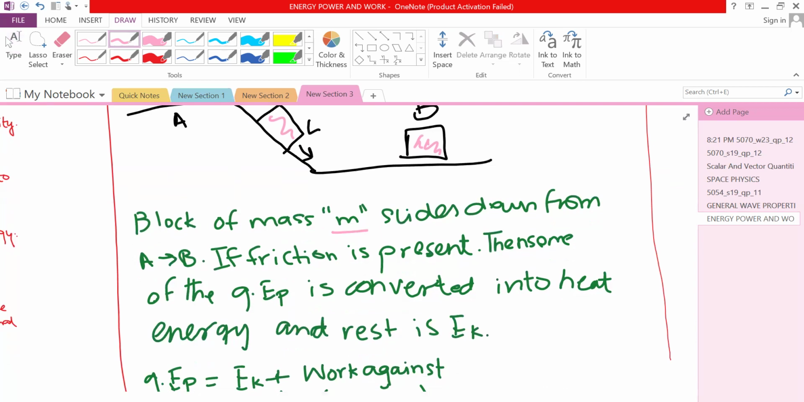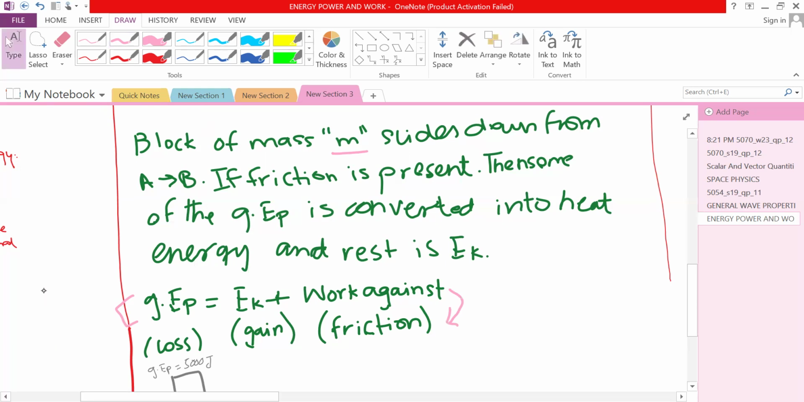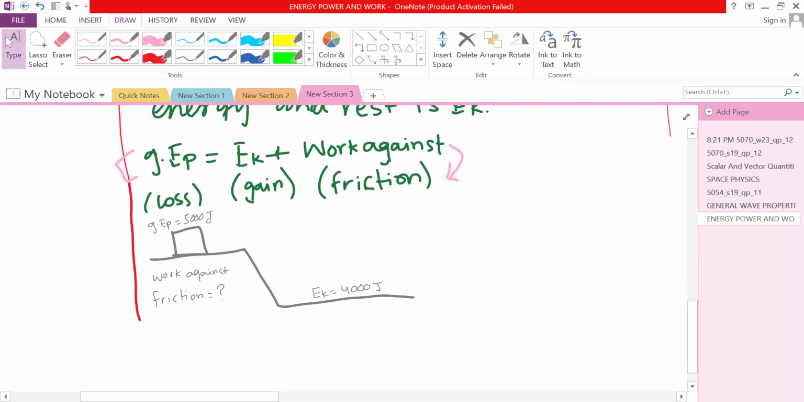If friction is present, then some of the gravitational potential energy is converted into heat energy, and the rest is kinetic energy. So we get this equation: gravitational potential energy equals kinetic energy plus work against friction. The kinetic energy is the gain of energy, and the gravitational potential energy is the loss of energy. This is another formula you have to remember for the questions, and these types of questions usually appear in P1 and P2.